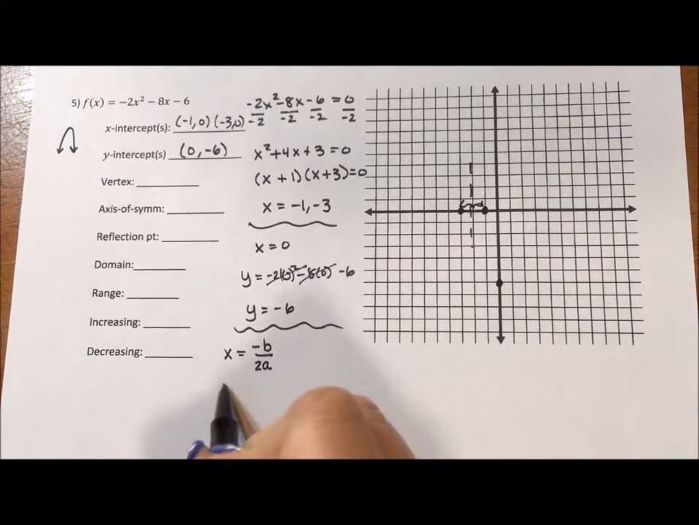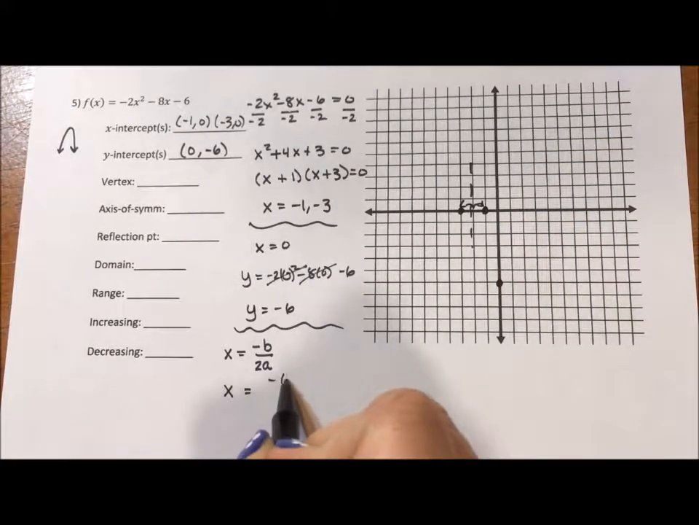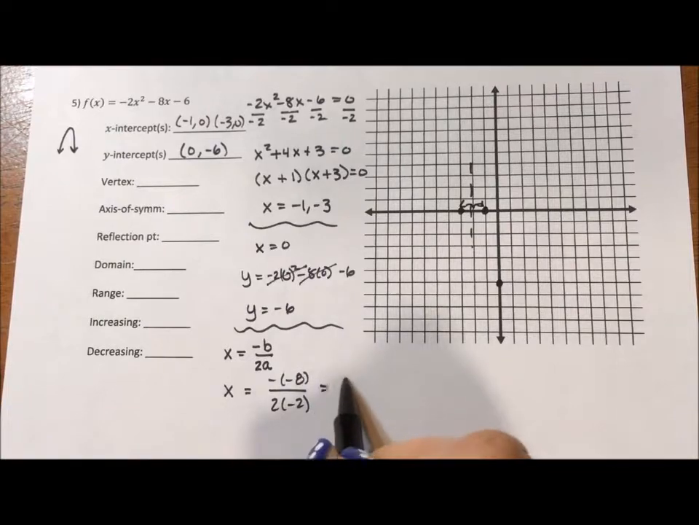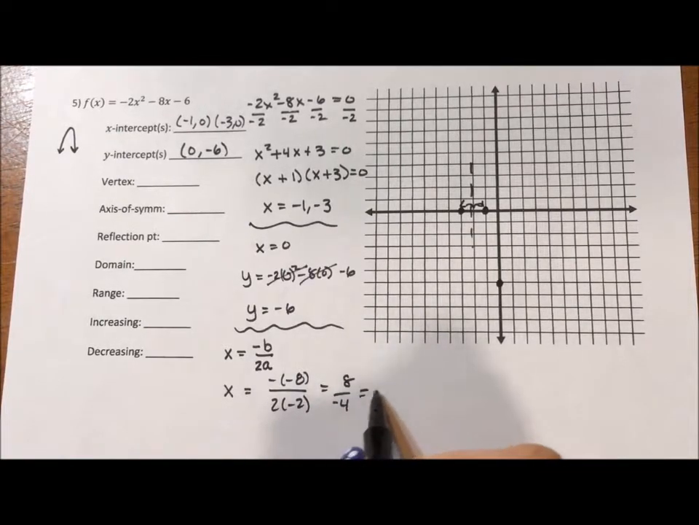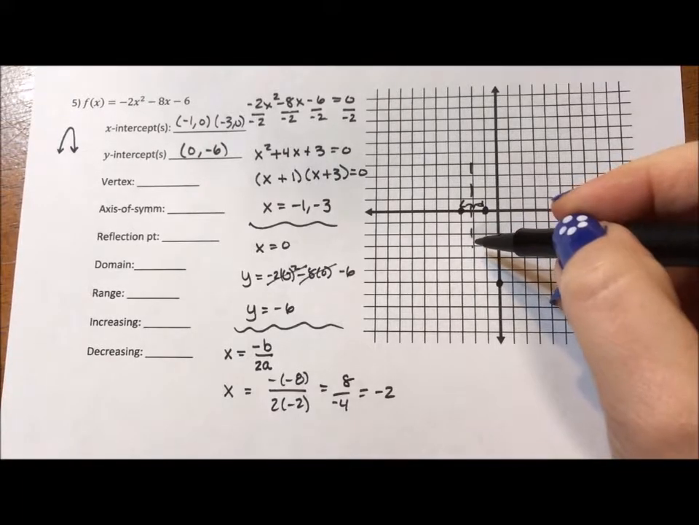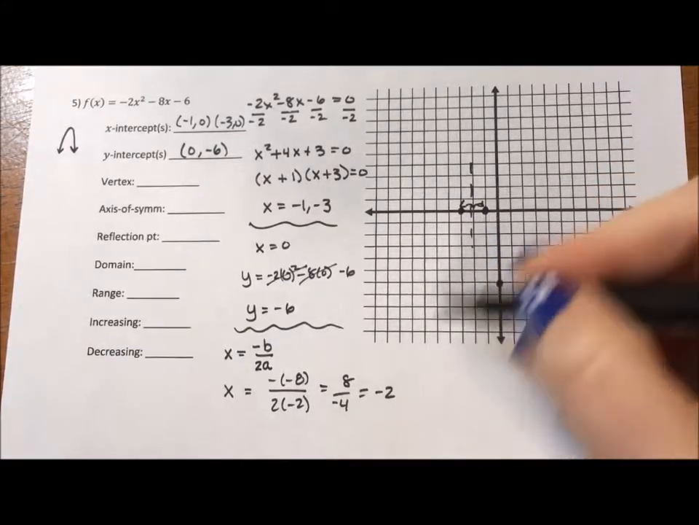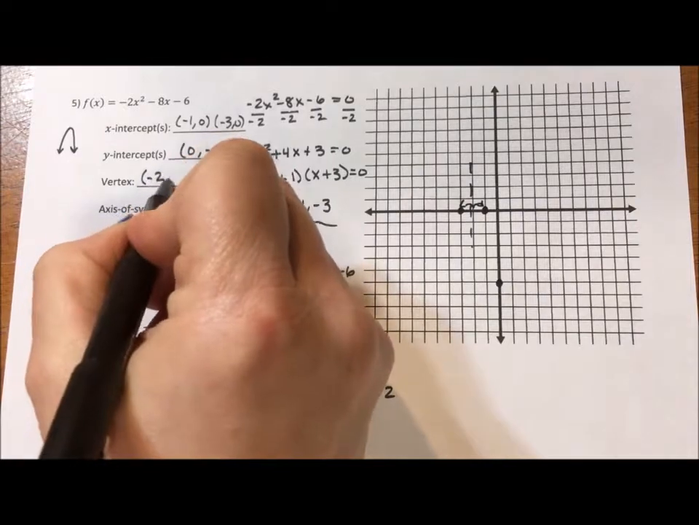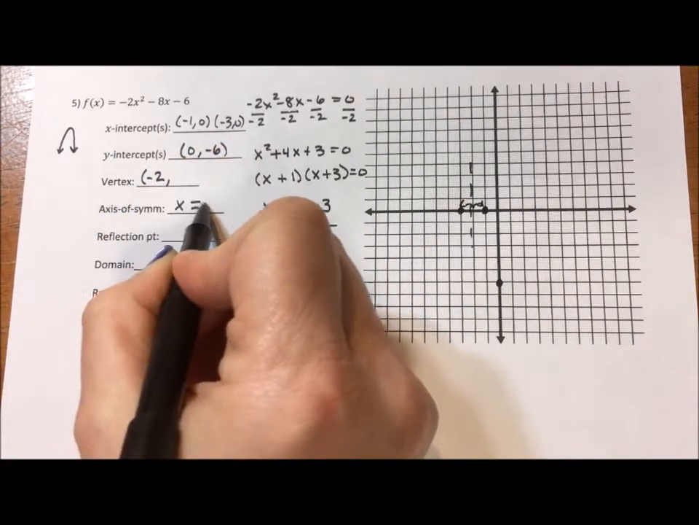So negative b over 2a, x equals negative of negative 8 over 2 times negative 2. Notice I'm coming back to my original equation. That's going to be 8 over negative 4, or negative 2. I guess I just drew it in there because the axis of symmetry needs to split our points, but it's nice to know that they both came out the same. If one of them came out different, I would know that there's something wrong in my work. So my vertex is negative 2, something. My axis of symmetry is x equaling negative 2.